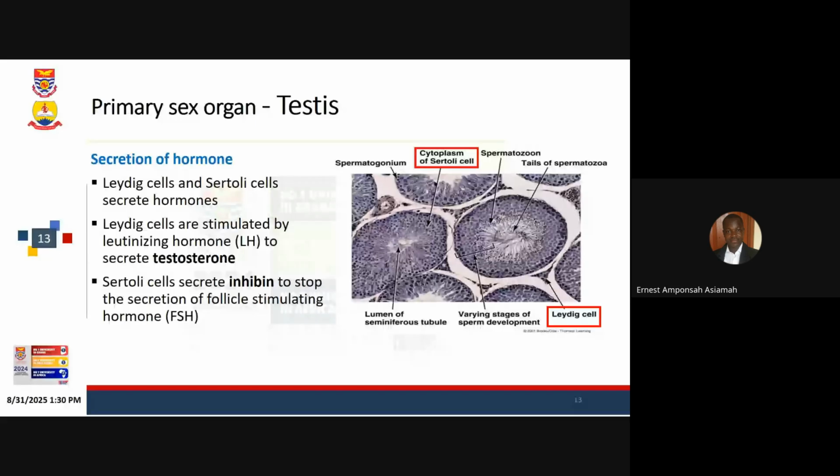Then we have, in between the seminiferous tubules, you see that this is one seminiferous tubule. This is also another seminiferous tubule. It's an interstitium, within which occurs another cell called the Leydig cells. The Leydig cells are stimulated by luteinizing hormone, which is from the pituitary gland of the brain, to secrete testosterone. And we know that testosterone is very good for masculinization.